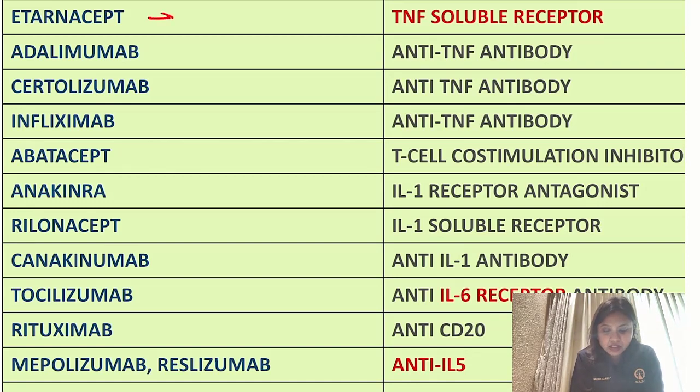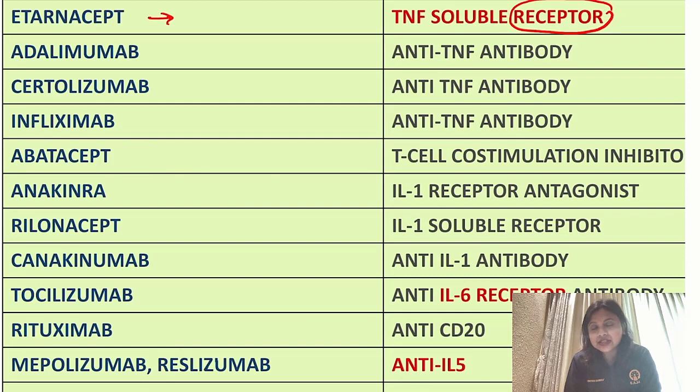Etanercept is TNF soluble receptor. Mind it, it is receptor. Adalimumab, certolizumab, golimumab, all these are anti-TNF antibody. Infliximab is anti-TNF antibody. Remember, usually anti-TNF antibody is given subcutaneously. However, infliximab is given intravenously. How can you remember? Infliximab has got an I, right? So it is given intravenous.